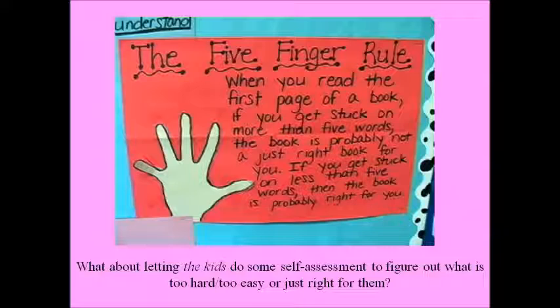What about letting the kids do some self-assessment to figure out what's too hard or too easy for them or just right for them, right? You've got your miscue analyses and your running records that you can do as a teacher. Those things are pretty onerous tasks, though. What about if the kids learn how to judge whether a book's right for them or not right for them? Probably better in the long run, right?